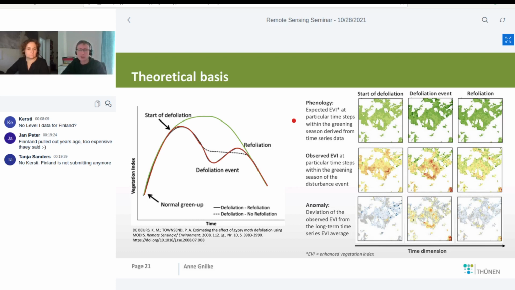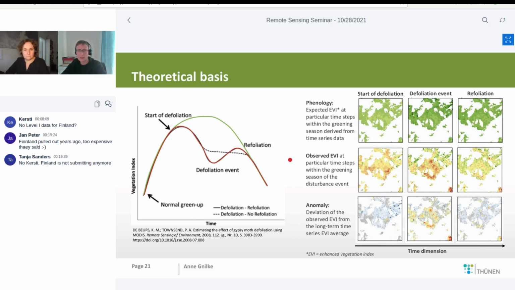First, we looked at phenology, which is the expected EVI at particular time steps within the greening season. As you can see above here, the start of defoliation is a kind of a term that also can be met in the theoretical principles behind it, as well as the defoliation event, like the hotspot in time and the refoliation. Coming from this 20-year time series and the phenology from this.